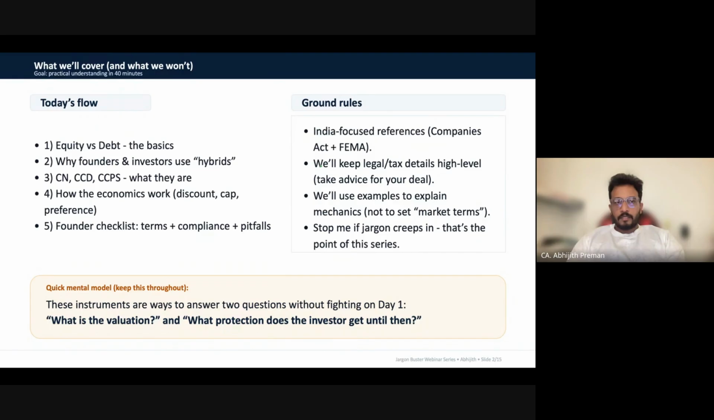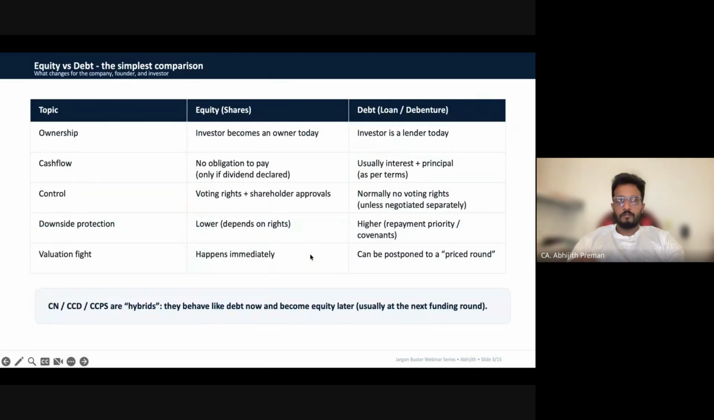Okay. These instruments are ways to answer two questions without fighting on data: what is the valuation, and what protection does the investor get until then? These two questions are actually being addressed by these instruments. We will check how this is happening. Firstly, we will try to understand the difference between equity and debt. Most of you might know this, but I'm starting from the basics so that you get to understand all of it in the coming slides.